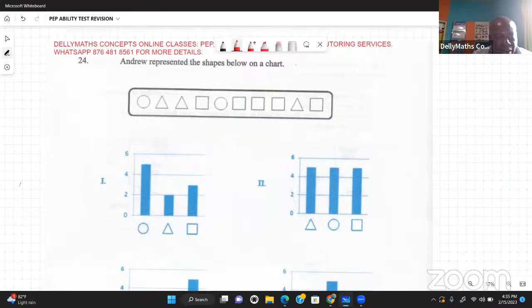I could put them up the side here. I'm seeing how many triangles. 1, 2, 3 triangles. So you want to make note: 3 triangles. Circles. How many circles are we seeing? 1, 2. Cross them off to make sure.